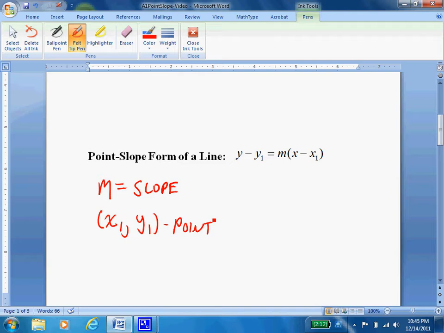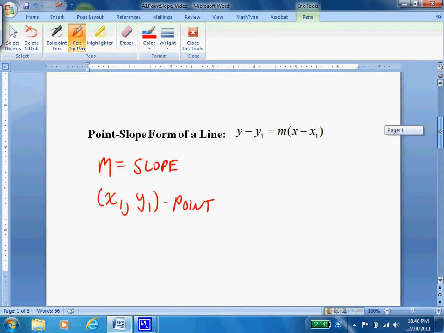You'll notice the names for the forms of the line are very, very uncreative and unoriginal. And the reason that's so good is because you can figure out exactly what information you're being given and what you'll be able to use. So let's start doing some problems.